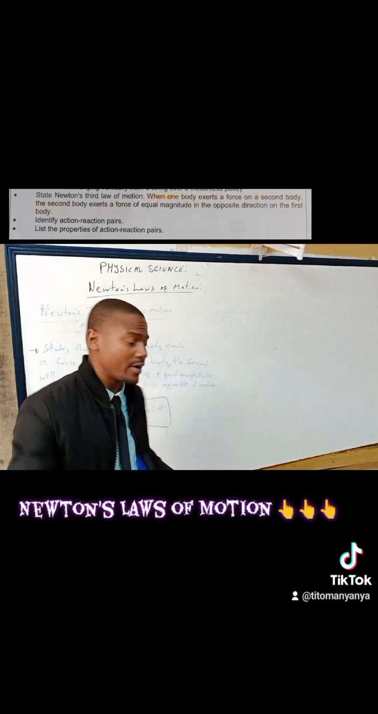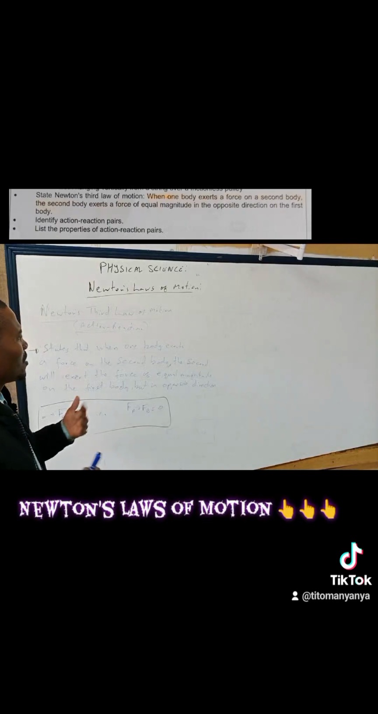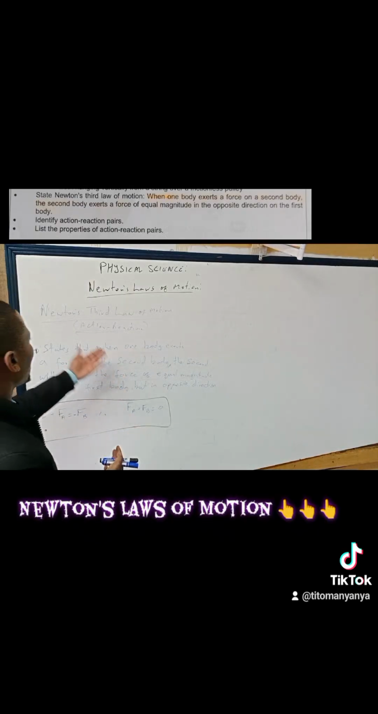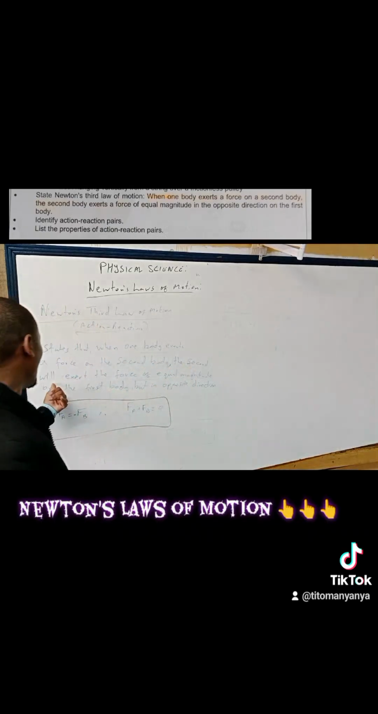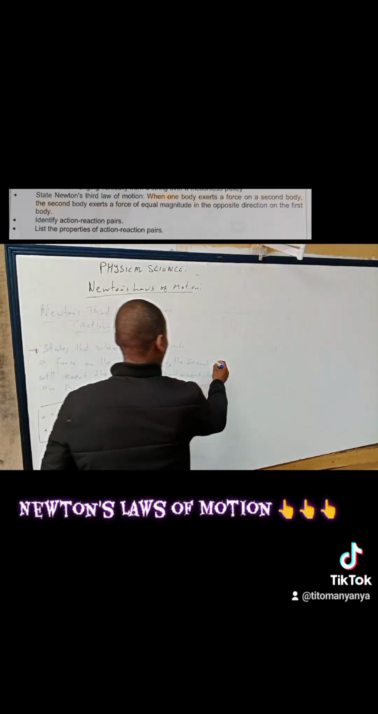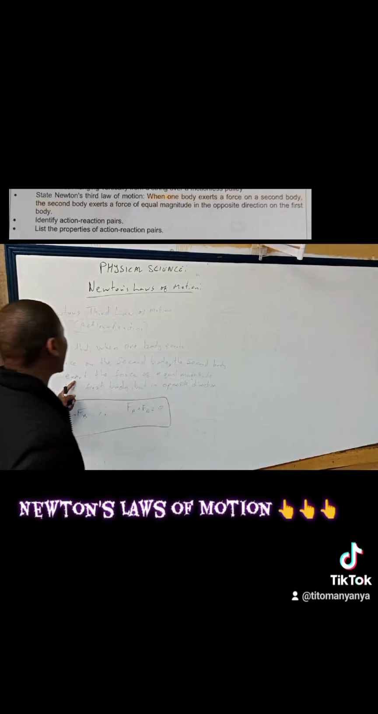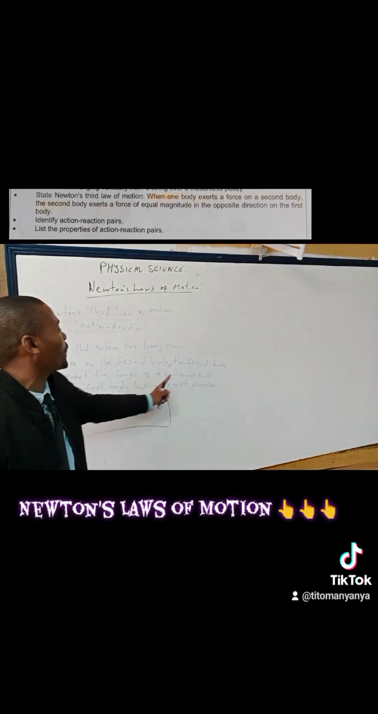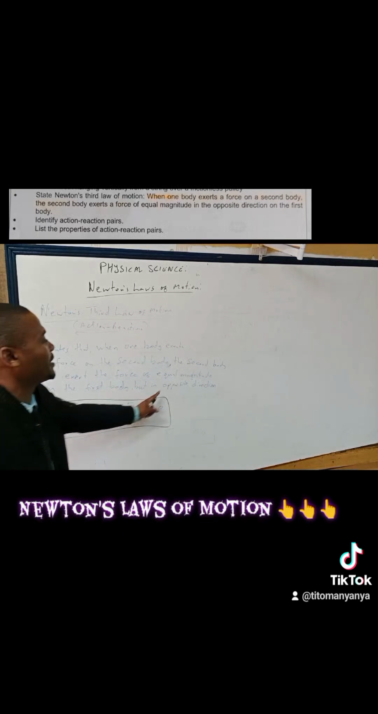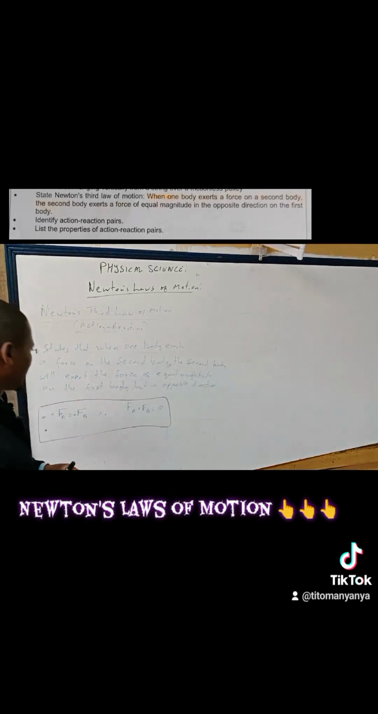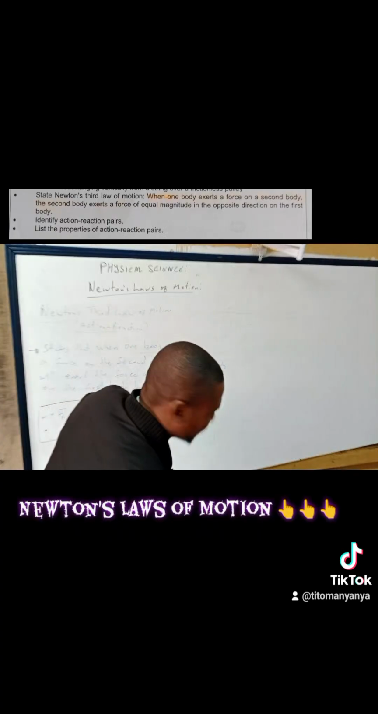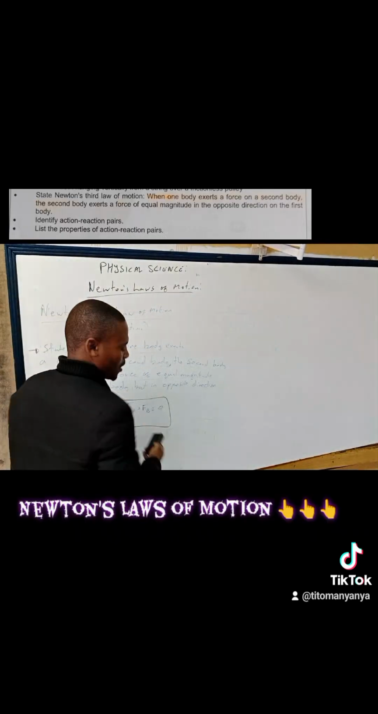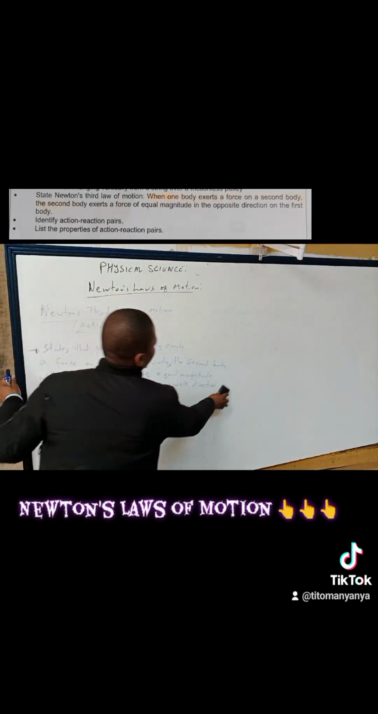That's a law. Memorize it. Let's repeat it. When one body exerts a force on the second body, the second body will exert a force of equal magnitude on the first body, but in opposite direction. That's it. Newton's third law. Memorize that, keep it in your mind. Let's move on to the next law.